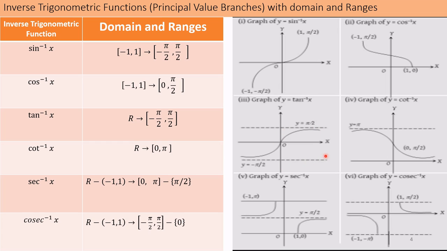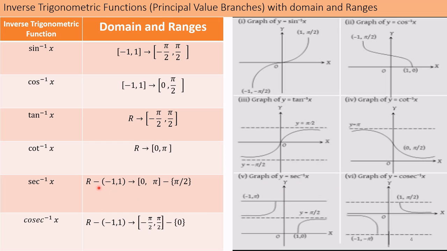For cot inverse, the domain is all real values R, and the range is 0 to pi. See, it starts from 0 and goes to pi, so it is 0 to pi. And at x equal to 0, it is in between, at pi/2. That is cot inverse.